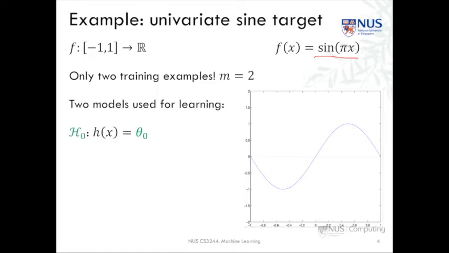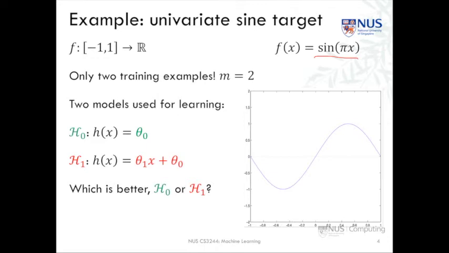How about the second hypothesis class? Well, this looks a little better. It looks a lot better than the constant function. Here we get a line that has a slope as well as an intercept. So that looks like it's going to approximate better, right? So our question is, which one of these cases is going to be better? H0 or H1?